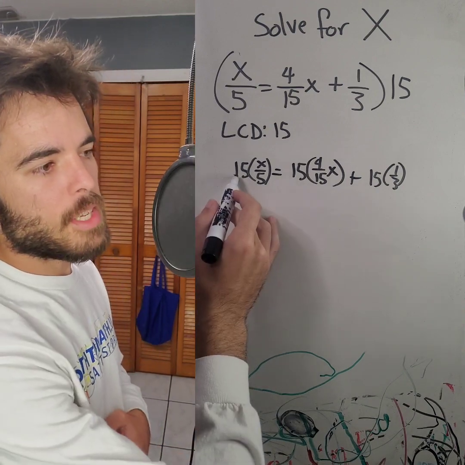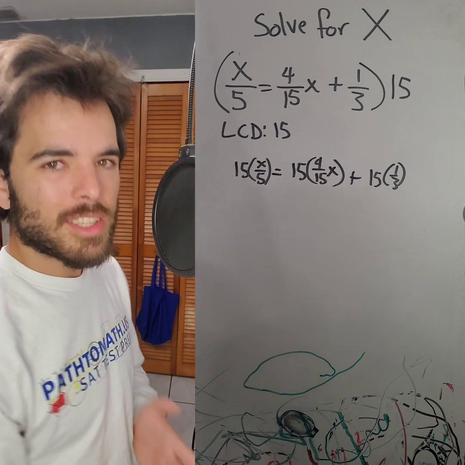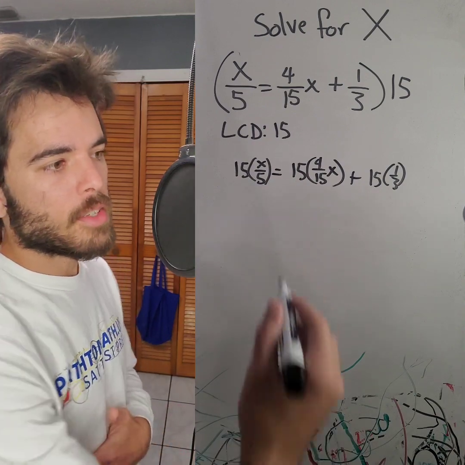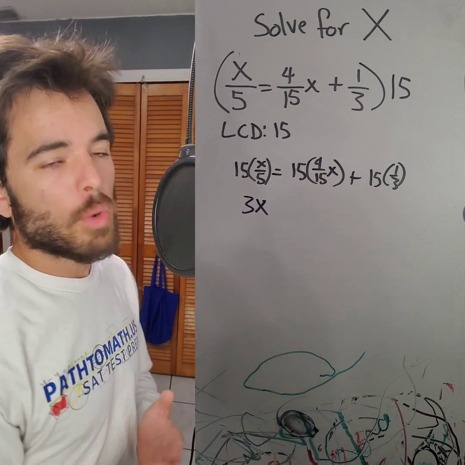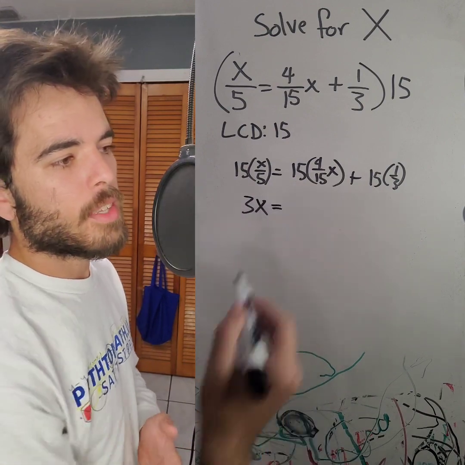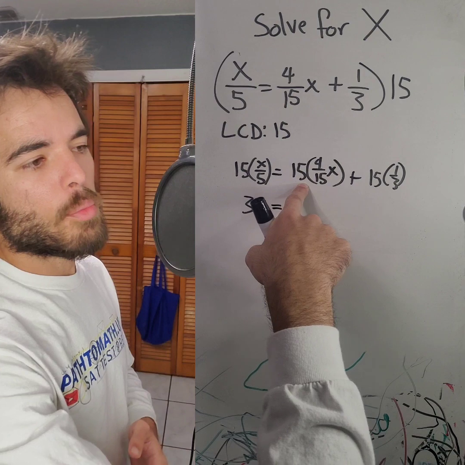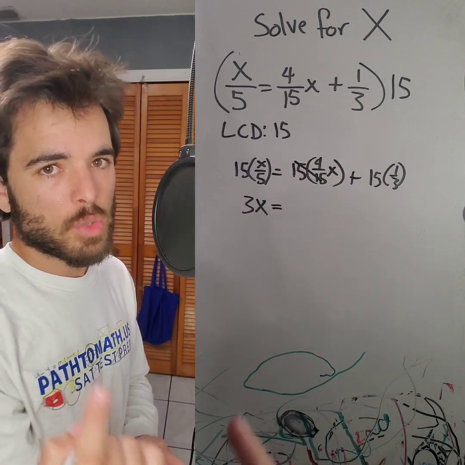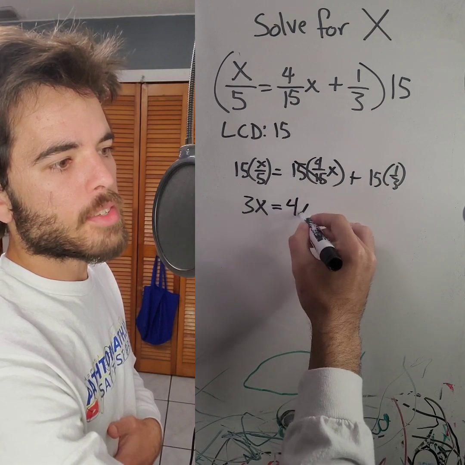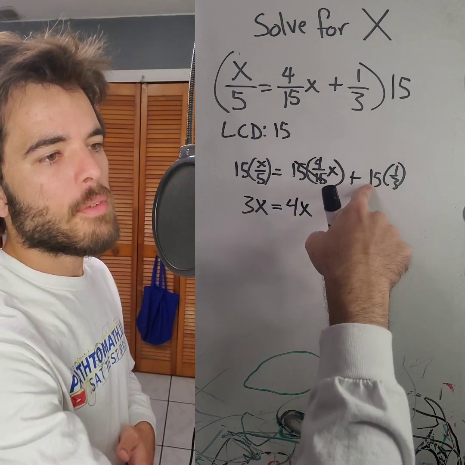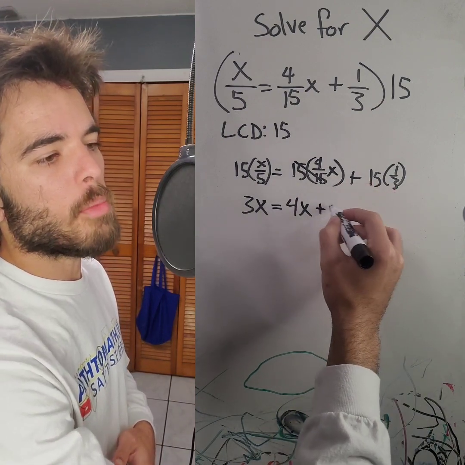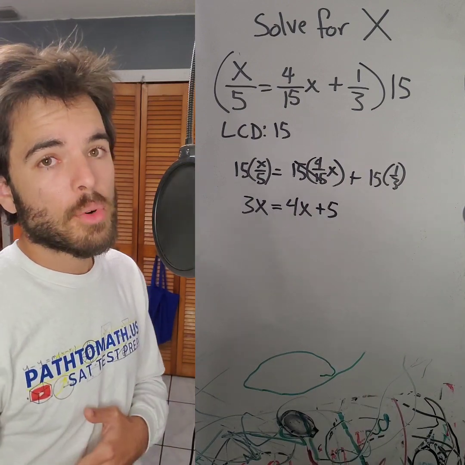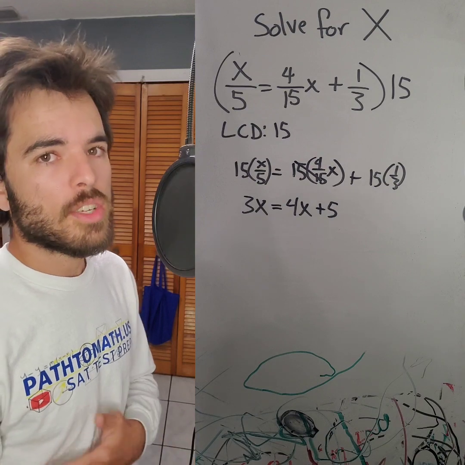We could take the 15 and the 5 down below, and we can simplify that. I'm sure you guys know what 15 divided by 5 is. That's 3. So we have 3x. Now, over here on this term, we have 15 over 15, or 15 divided by 15. Those cancel out completely because that's just 1. So we have 4x. And then we have 15 divided by 3. That would be 5. And all of a sudden, we have a much simpler form of an equation to solve for.